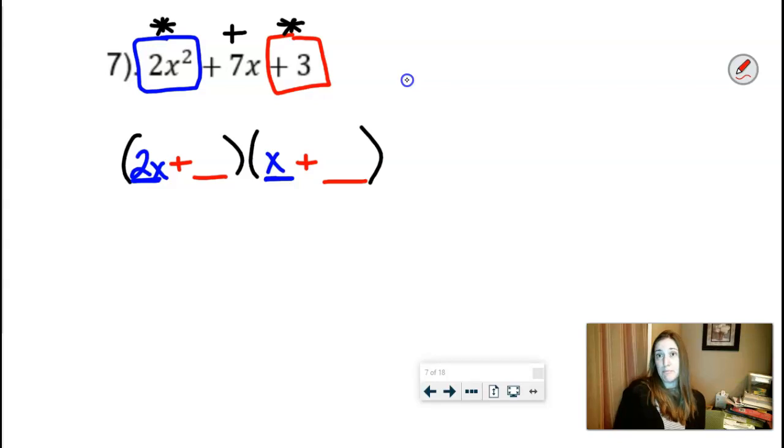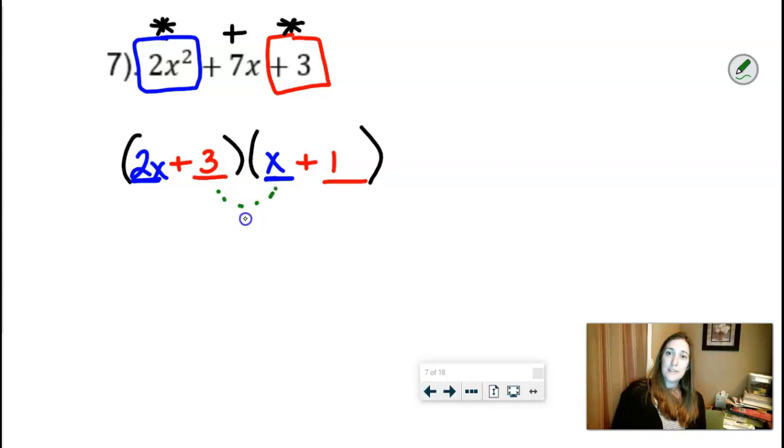Good news, 3 is prime. So it's 3 and 1, but where I put the 3 and where I put the 1 is going to make a big difference. I'm going to intentionally mess this problem up the first time, okay? I'm just going to put down 3 and 1. And for a kid who doesn't check their arches, this is where they're going to get in trouble.